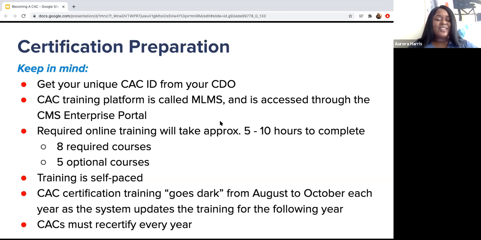The training is self-paced, so you don't have to sit down and spend 10 hours on this. You could take a couple of weeks to do it. But open enrollment starts in November, and so you really want to be finished with the process before November 1st. But the training is self-paced. Another quick thing about the training is that it's really, really thorough.